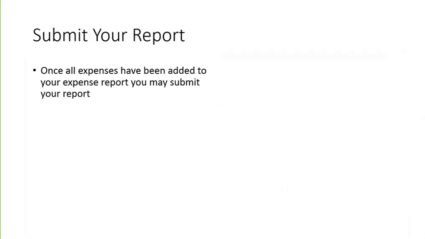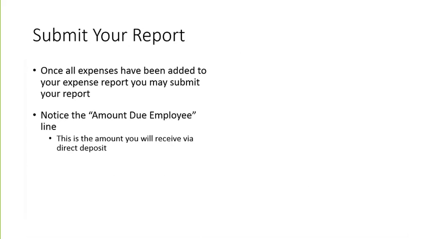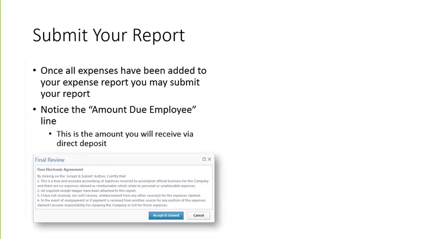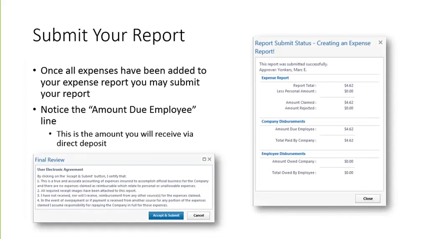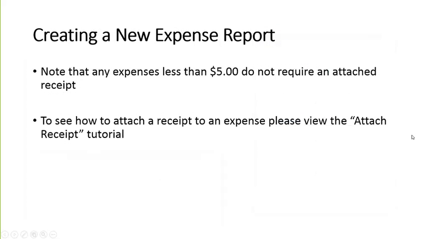Once all of your expenses have been added to your expense report, you may submit your report. Notice the amount due employee to the right. This is the amount that you will receive via direct deposit. Note that any expenses less than $5 do not require a receipt to be attached. To see how to attach a receipt, please view the Attach Receipt tutorial.